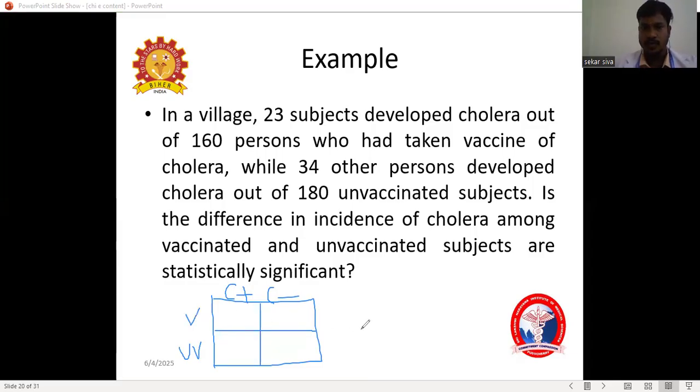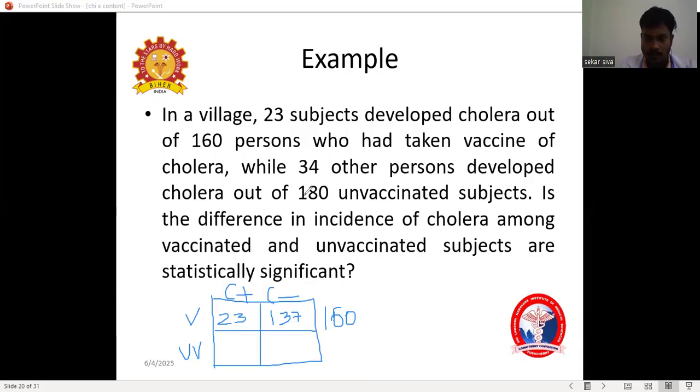In the village, those who took the vaccine: there are 160 members in the vaccinated group. In that, 23 subjects developed cholera. In the total of 160, 23 developed cholera. Okay, here the remaining term is 137.